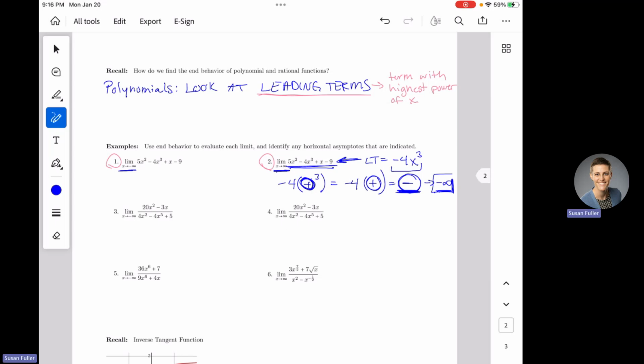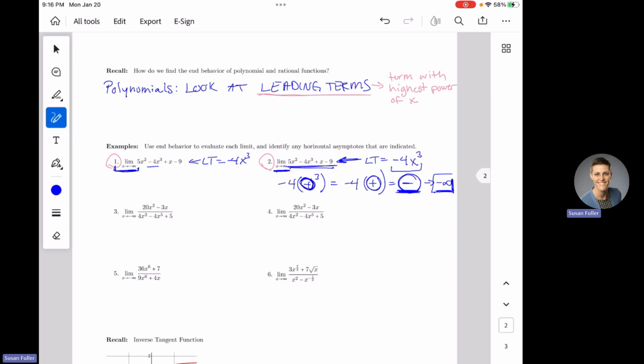Okay, so let's come to this one. We're going to come back to number 1 here. What happens if I do a negative number? Again, this is a polynomial, so we're going to look at the leading term, the thing with the highest power of x. Highest power of x here is still -4x to the third. That's the highest power of x.